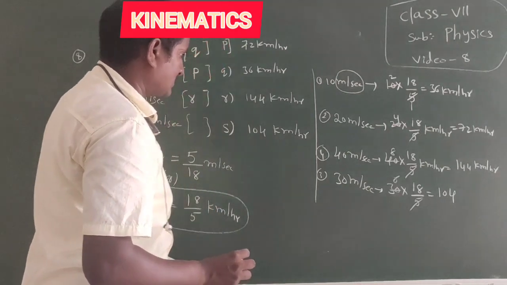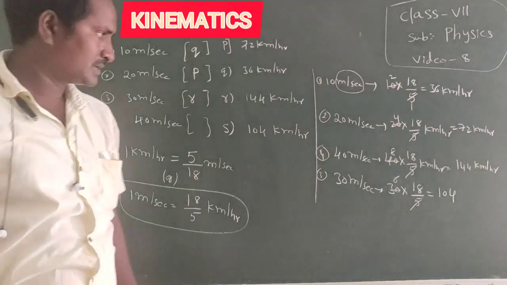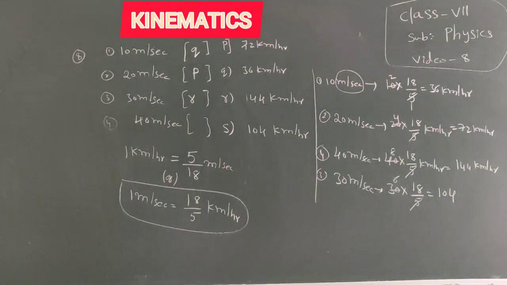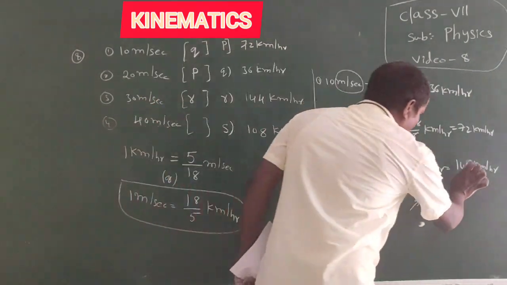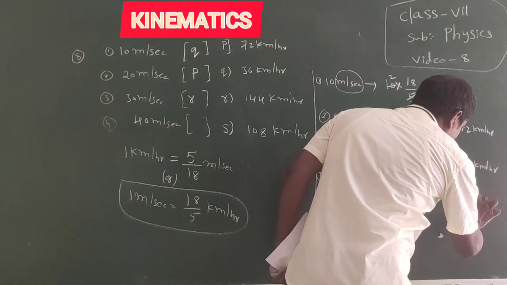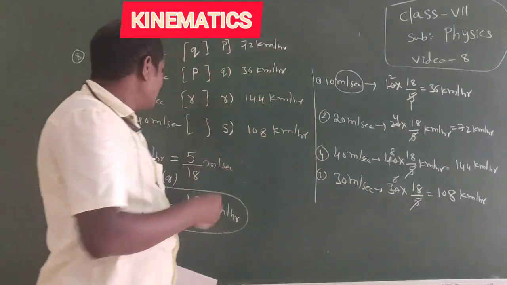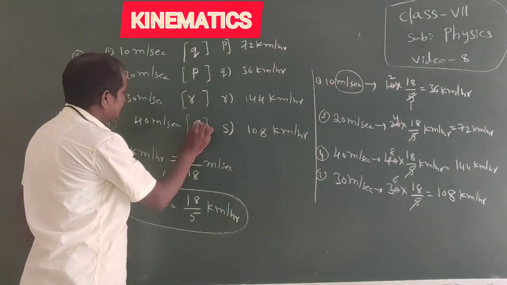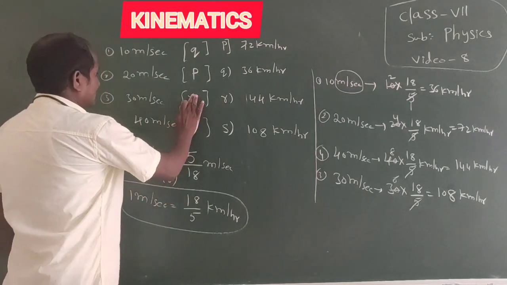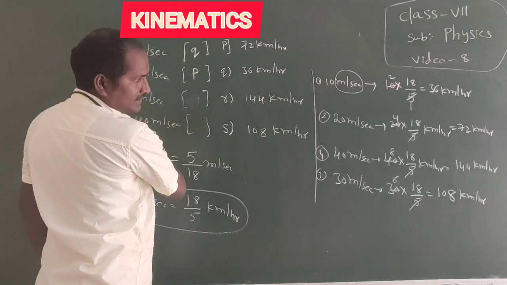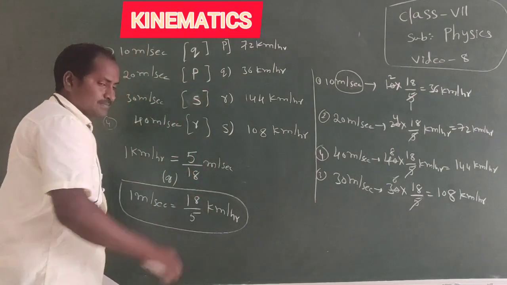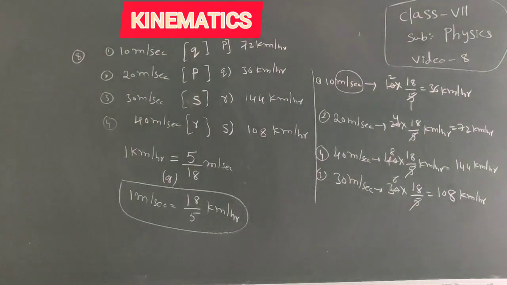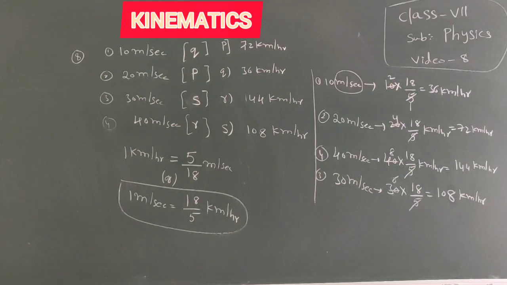That is 36 into, sorry, it is 108. That is 108 kilometer per hour. Now it is 40, 144 or 30, 108. Yes, it is. Match the following answers.